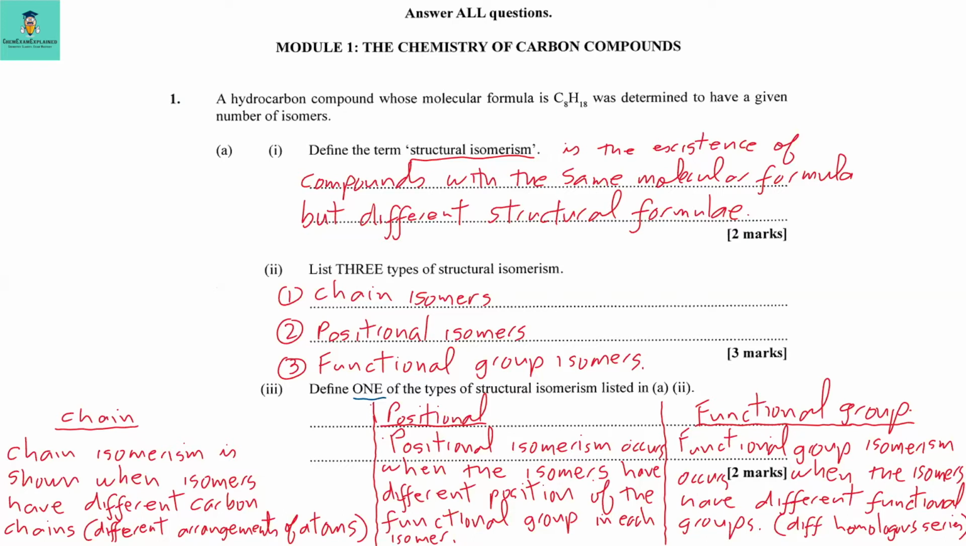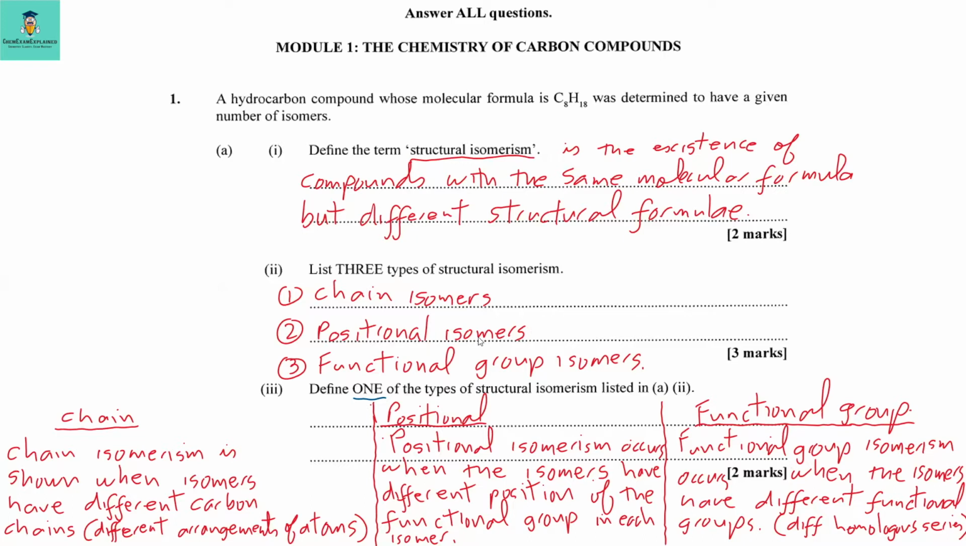So a hydrocarbon compound whose molecular formula is C8H18 was determined to have a given number of isomers. The first thing we must do is to define the term structural isomers. So a simple definition is that structural isomerism is the existence of compounds with the same molecular formula but different structural formulae. For A part 2, you are required to list 3 types of structural isomerism.